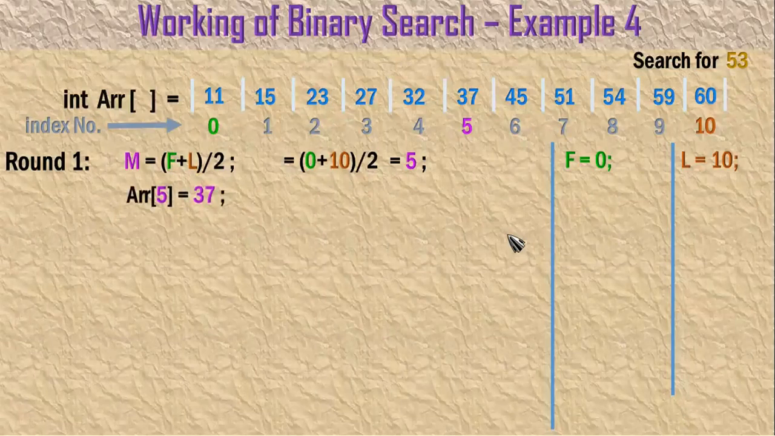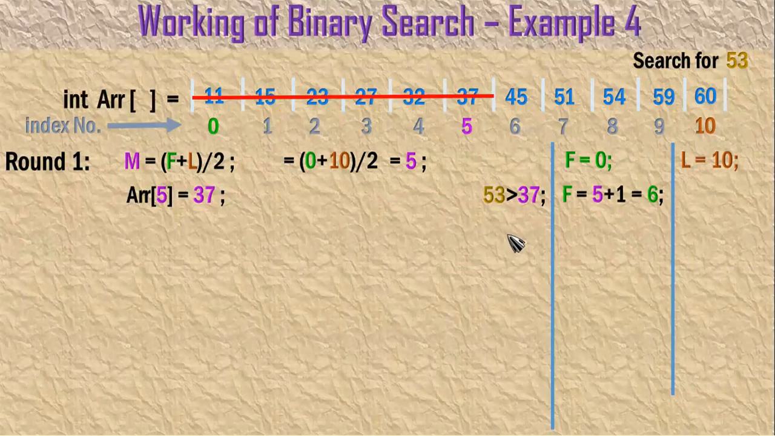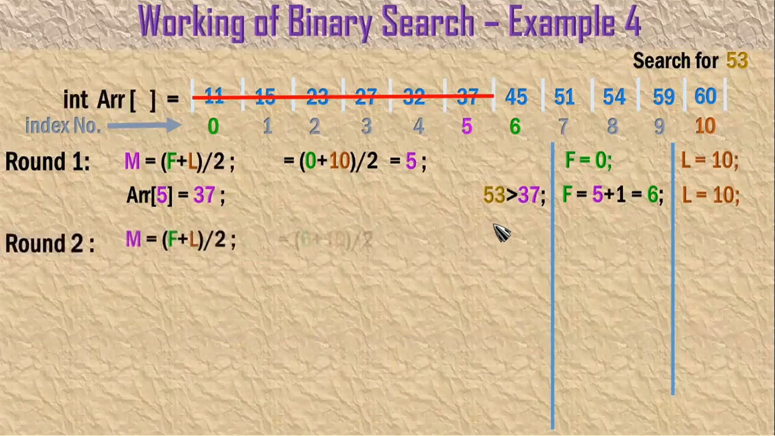At 5 we have 37. 53 is greater than 37. So it will not search in the first half. First index becomes middle index plus 1. Last index remains the same. Now at round 2, 6 plus 10 by 2, it becomes 8.